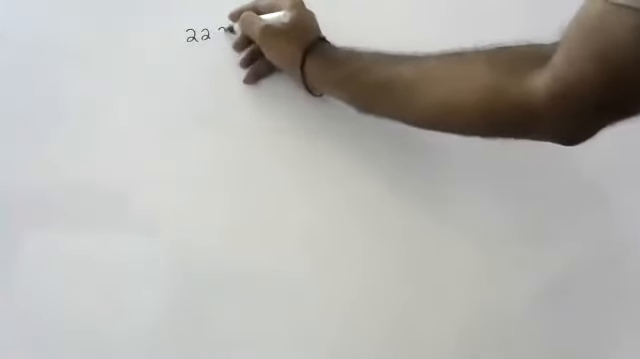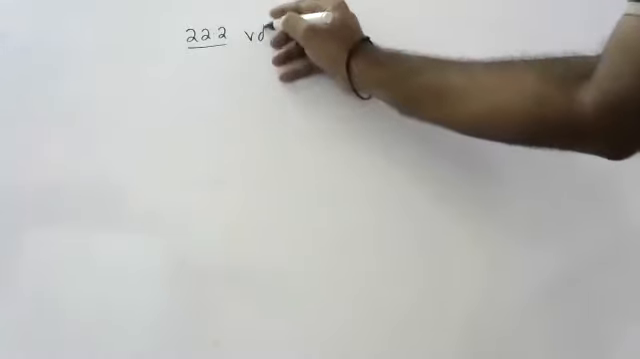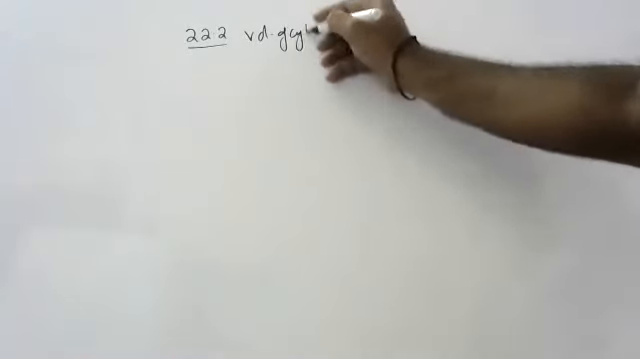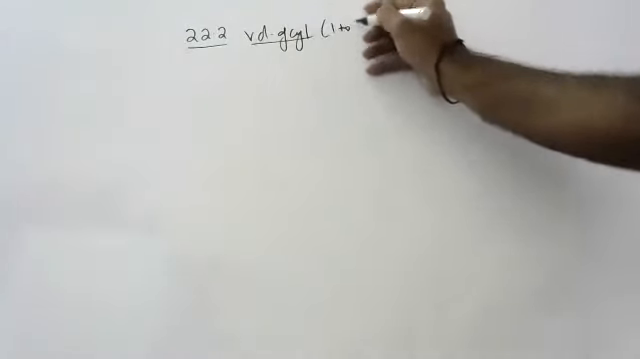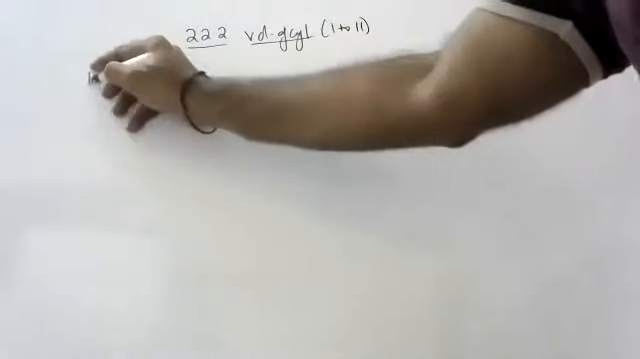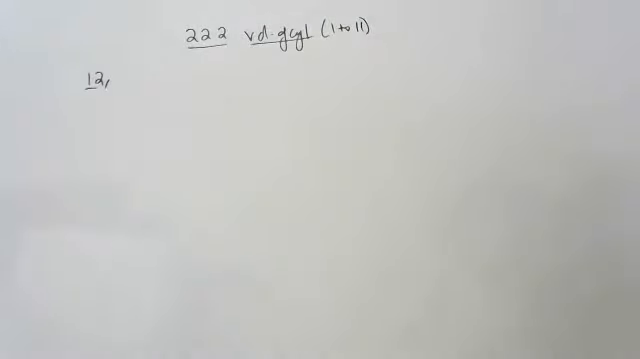Okay, children. So, continuation of exercise 22.2, volumes of cylinders. Yesterday we did sums 1 to 11. So today we will do 12 onwards. Okay, sum 12. Tell me sum 12.